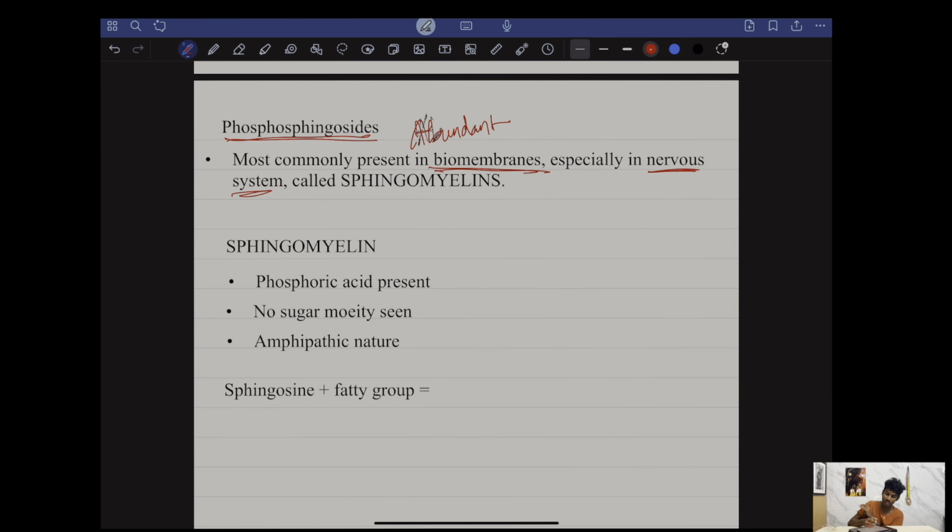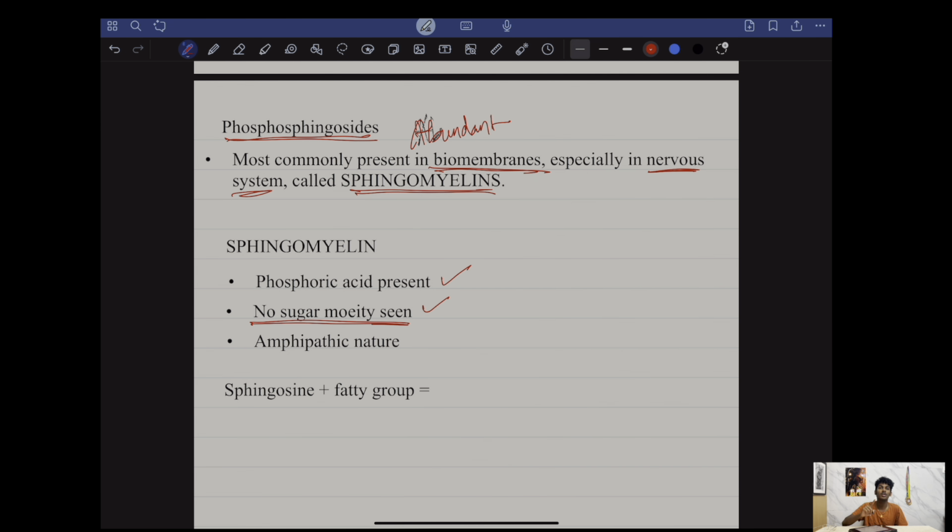Yes, so that is what we call sphingomyelin. Okay, what do we call it? Sphingomyelin. In sphingomyelin we have discussed that there is one sphingosine group. I remember there was one sphingosine group attached to a fatty acid group, and there was a phosphoric acid group to which the choline group is attached. So here, phosphoric acid is present but no sugar moiety is seen.